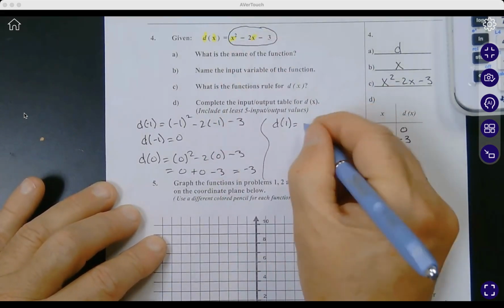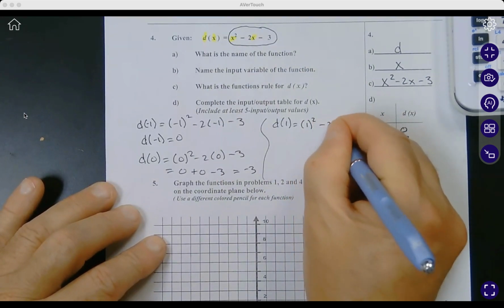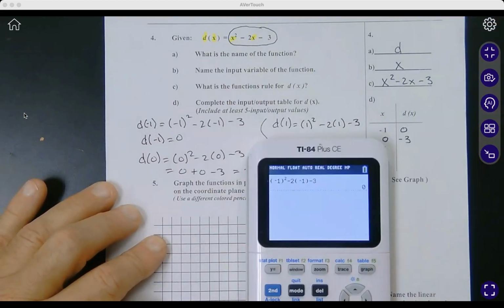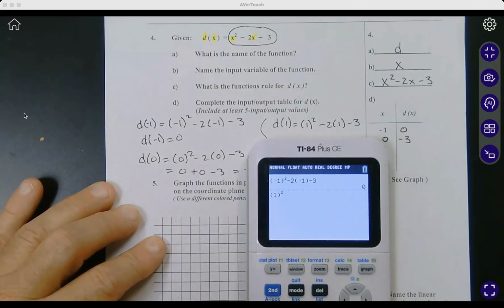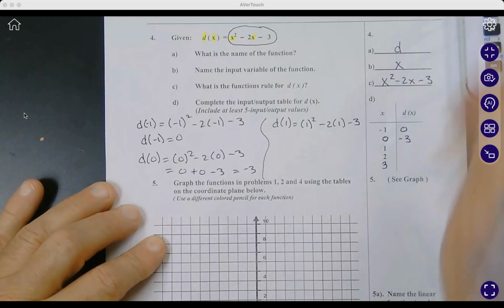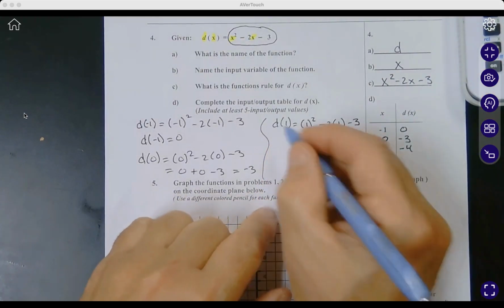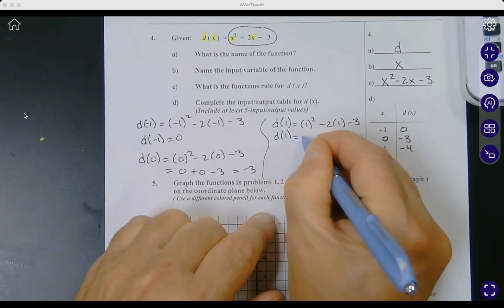I'm going to go up to my rule, and everywhere I see an x, I'm going to replace it with that 1, like so. I'm going to let my calculator do the work here. Open a parenthesis, -1. Sorry, this is a positive 1, so I'm just going to delete that. 1 squared minus 2 times 1 minus 3, and I get -4. So I'm going to go ahead and put that in my table for my output. See that input of 1 gave me an output of -4.